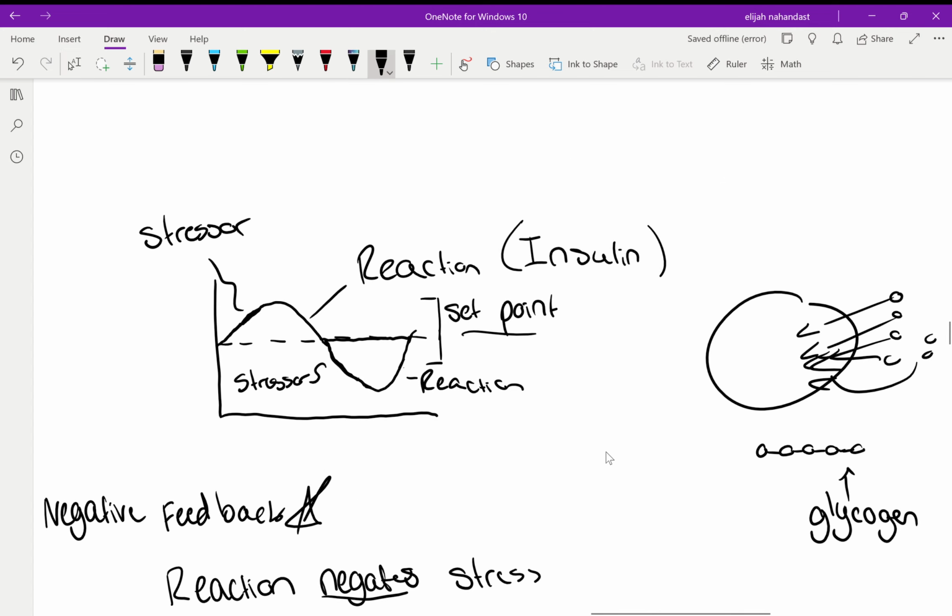And so back to our negative feedback. So our stressor, we have low blood sugar. Our reaction, let's say an example, as Dr. Taylor had mentioned, was glucagon.